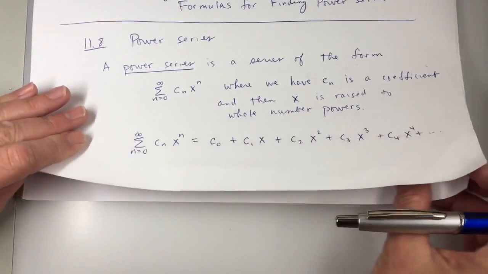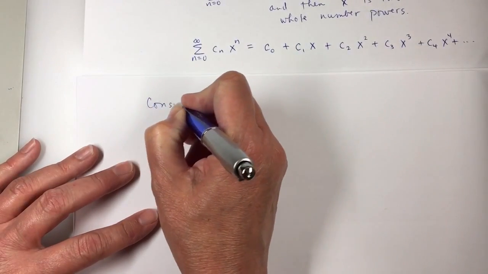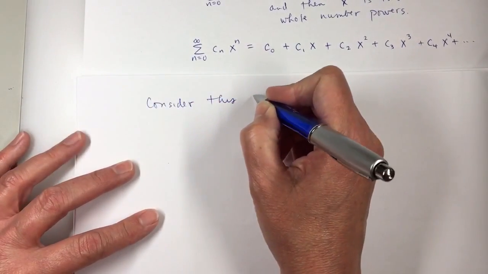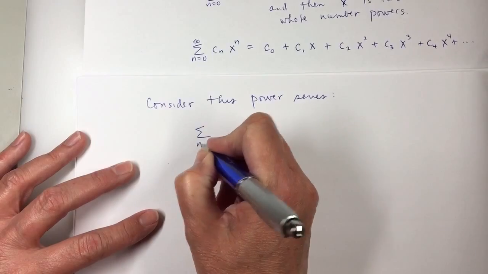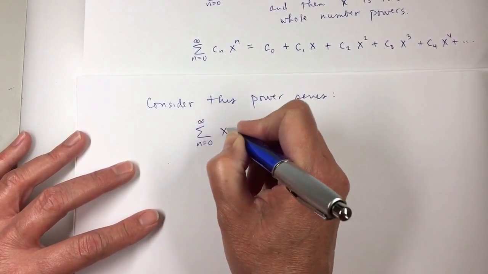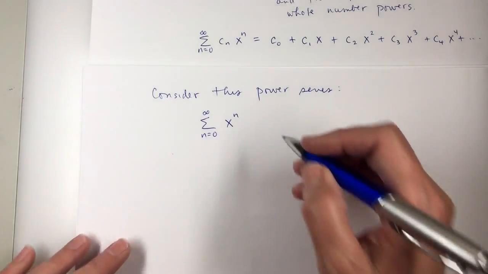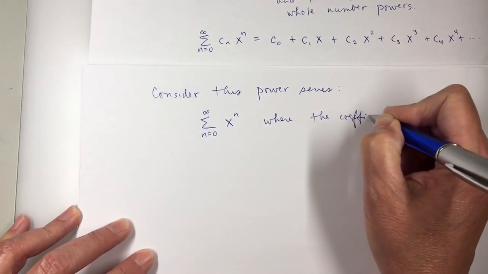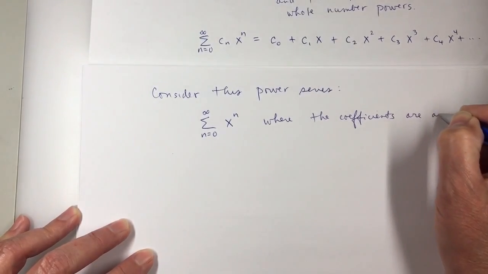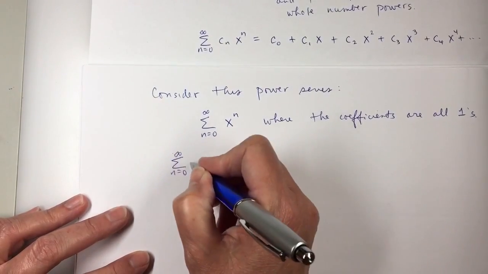One example is the one I did yesterday. So I'm going to say this: consider this series, this power series, the sum as n starts at 0 and goes to infinity of x to the n, where the coefficients are all 1s.